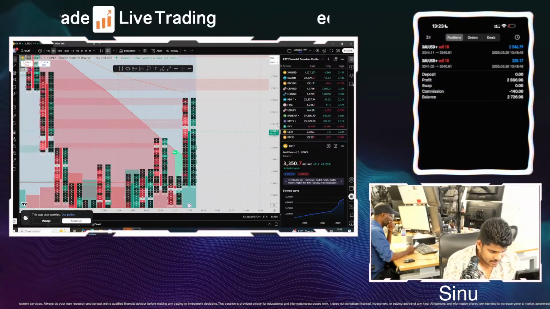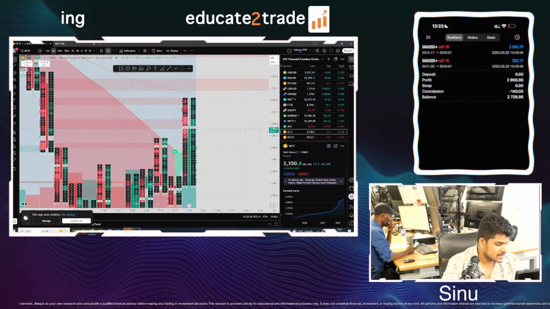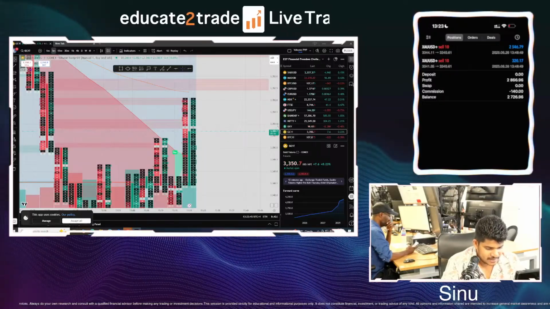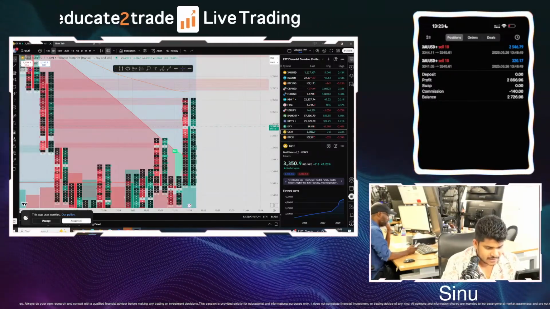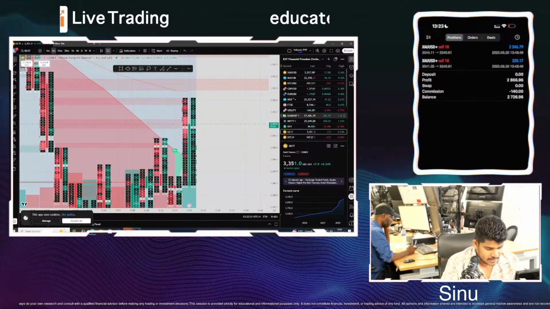So let's keep that value with the E2T prop, because I think this is a high quality setup which we might get, which is 3339 followed by 33.